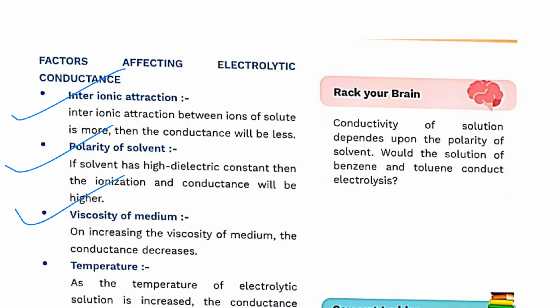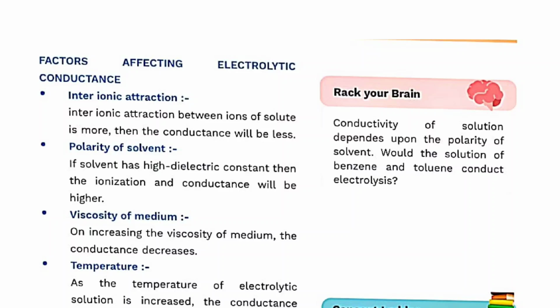First is interionic attraction. As it is stated here, if the interionic attraction between ions of solute is more, then the conductance will be less. The meaning of this is that stronger interionic attraction can reduce the movement of ions, thereby decreasing conductance. See, oppositely charged ions attract each other. Already we know that, which will slow them down and affect how well electricity flows through the solution.